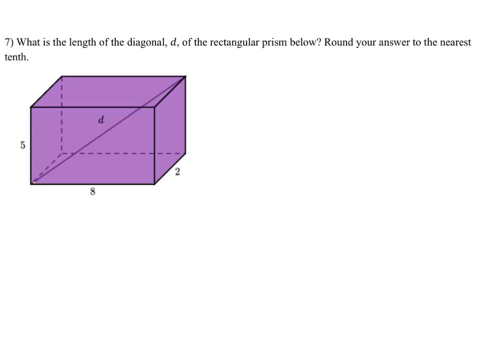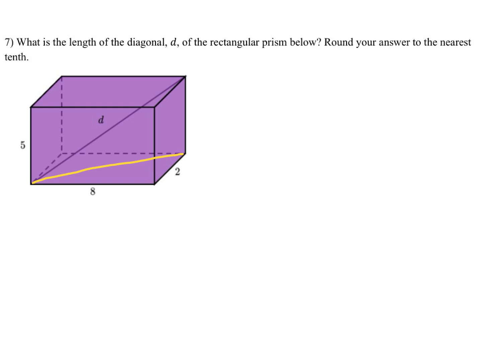Number 7, what is the length of the diagonal D of the rectangular prism below? Round your answer to the nearest tenth. Okay, this one is going to take 2 steps. The first thing we need to identify is that we need to find the diagonal of the base.